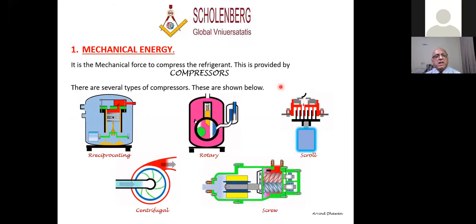Mechanical energy. It is the mechanical force to compress the refrigerant. This is provided by a compressor. There are several types of compressors. These are shown below. Here are some of the compressors. Reciprocating. You can see the animation, it's working. You have the rotary compressor, you have the scroll compressor, you have the centrifugal compressor, and you have the screw compressor. All these compressors perform one basic function, which is to raise the pressure of the refrigerant, number 1, and maintain circulation throughout the system.